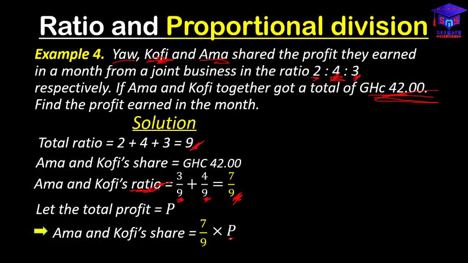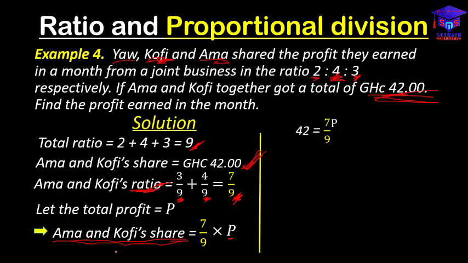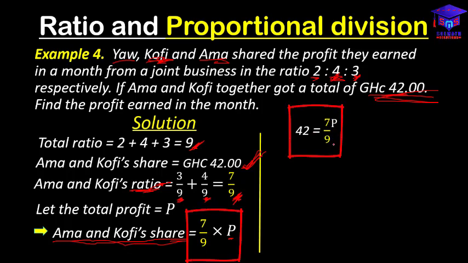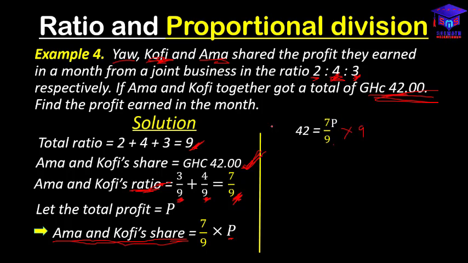Okay, but in the question we were given Ama and Kofi's share to be 42 Ghana cedis. So in place of Ama and Kofi's share over here, we can put 42 Ghana cedis. So we have 42 Ghana cedis is equal to 7 times P will be 7P over 9. Good. We multiply both sides by 9. Then multiply this side too by 9. So that this 9 can cancel this 9.